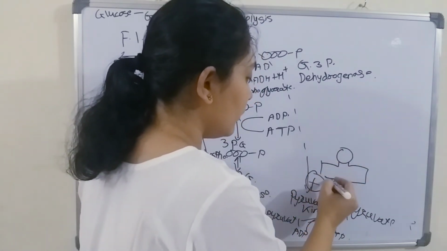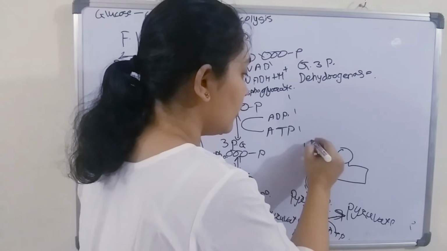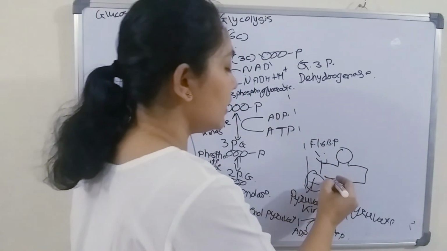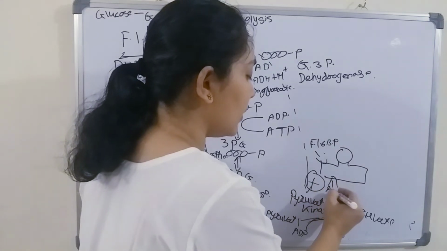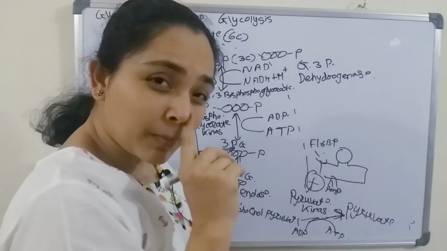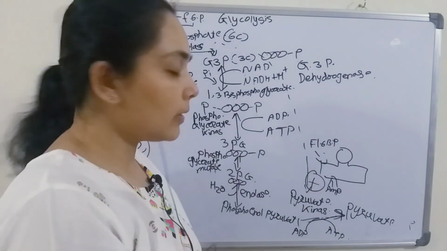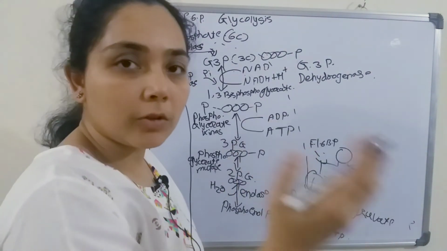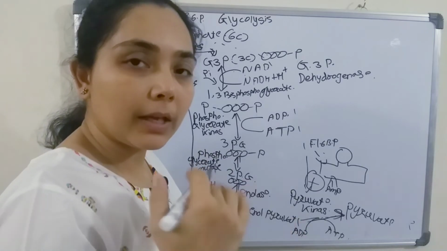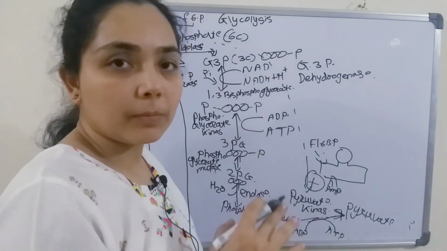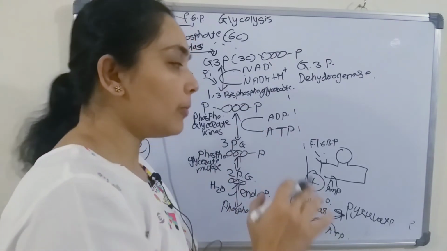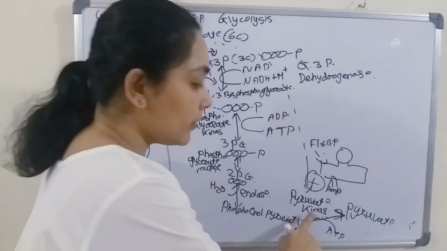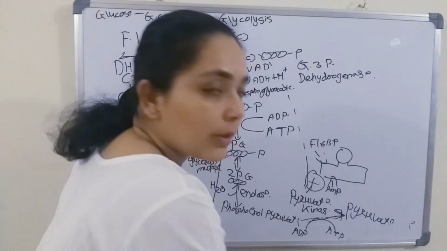So one we had already discussed, that is fructose 1,6-bisphosphate, and the other is AMP. If AMP is present, that means there must be a lack of energy, because ATP molecules will be utilized and ATP will convert to ADP and AMP. So presence of AMP means there is a lack of energy. So AMP and fructose 1,6-bisphosphate will act as positive regulators that will enhance the rate of reaction.